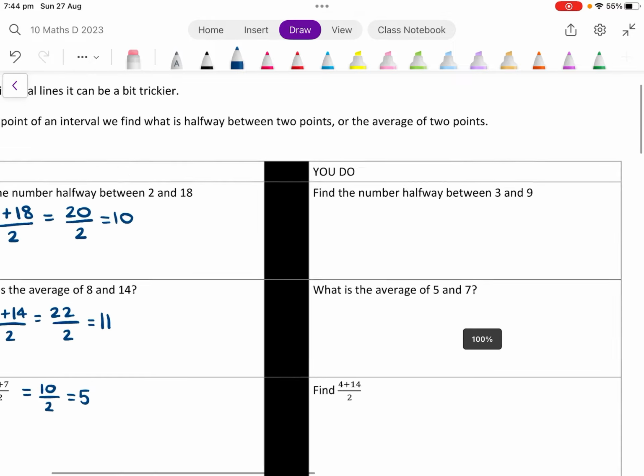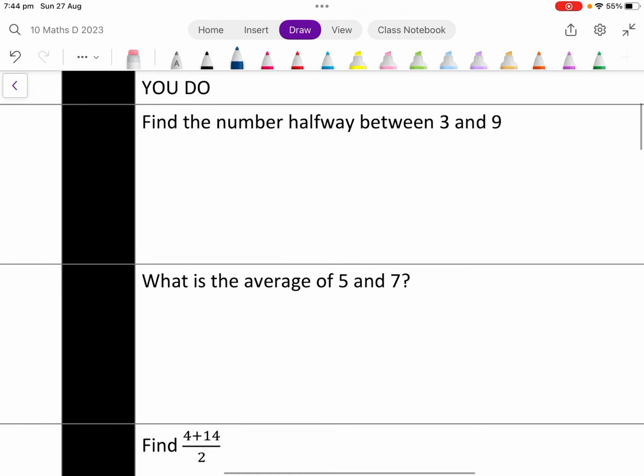Alrighty, you should have had a go at those questions. So for this first one, we want to find the number halfway between 3 and 9. So we add 3 and 9 together, divide by 2. 3 plus 9 is 12, divided by 2 is equal to 6.